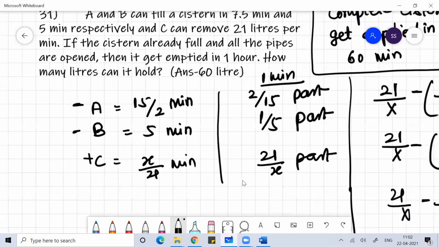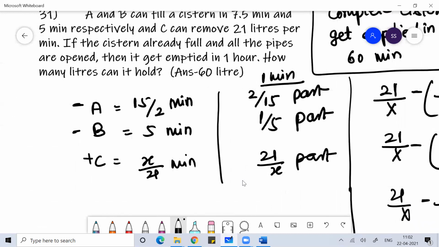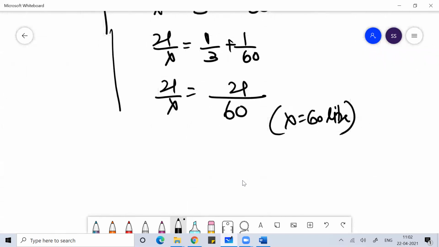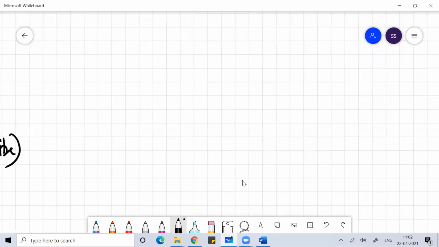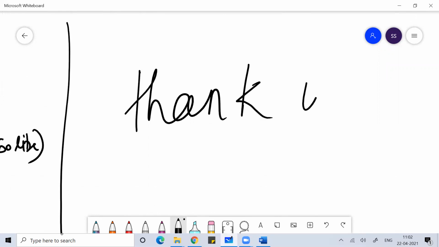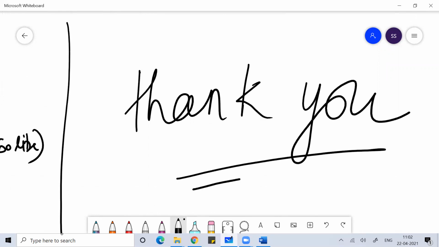Okay, everyone. A and B are inlet pipes trying to fill water into the system, and C is trying to remove water from the system. I told you two ways, and by both ways we get the capacity of the container as 60 liters. So with this, I'd like to wind up the class. I hope you have understood what I have done in this class. If you have any doubt, please ask me.